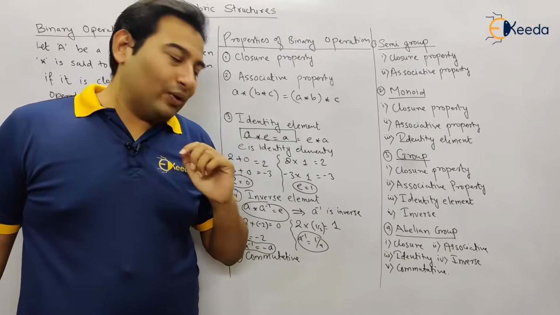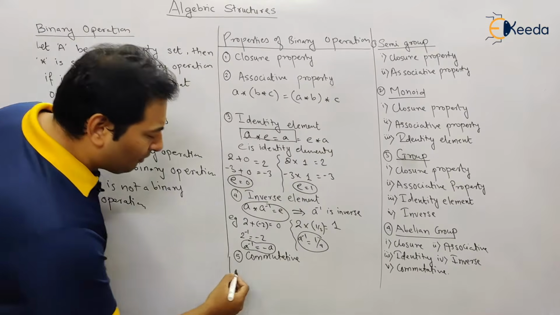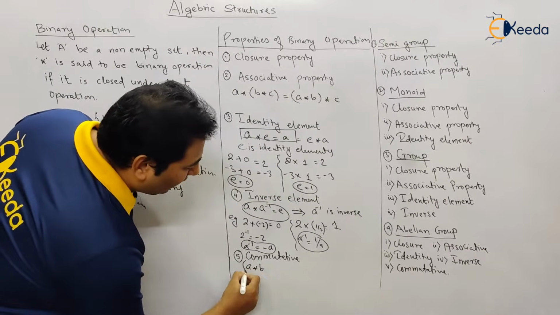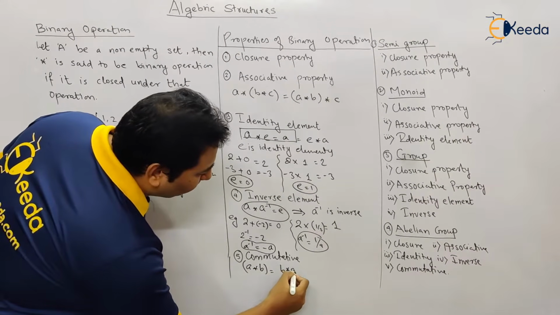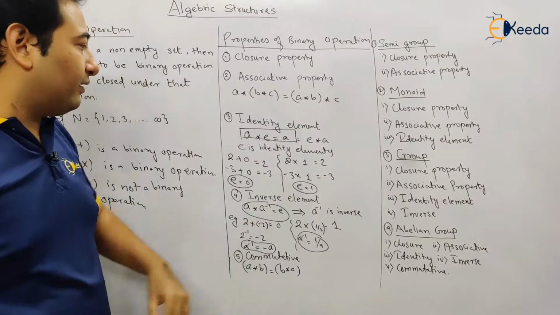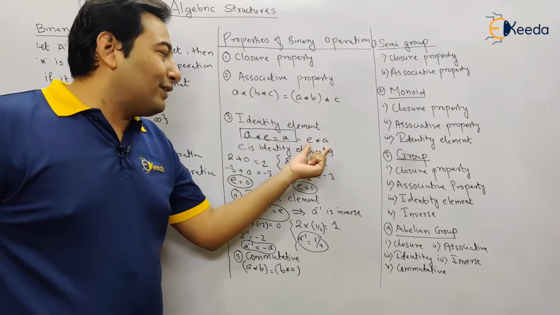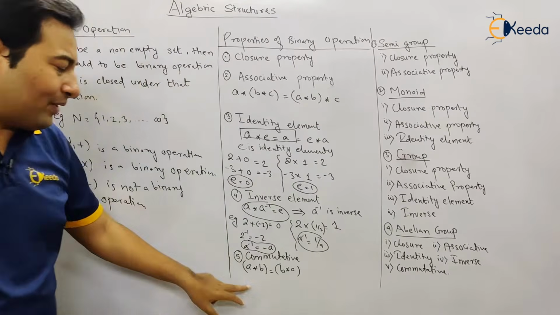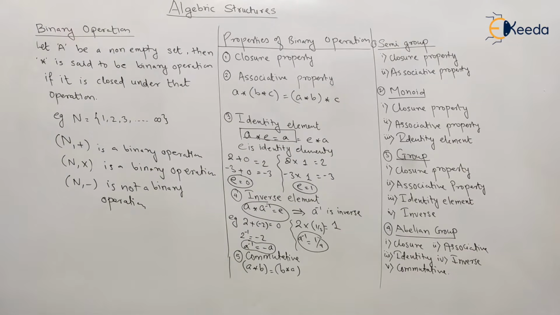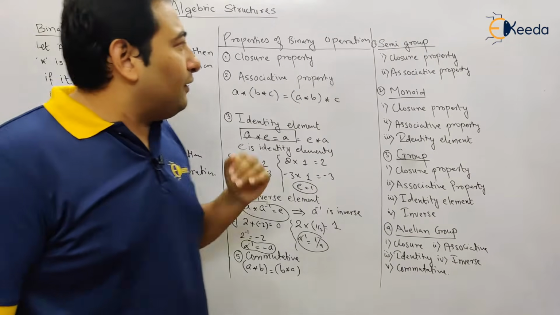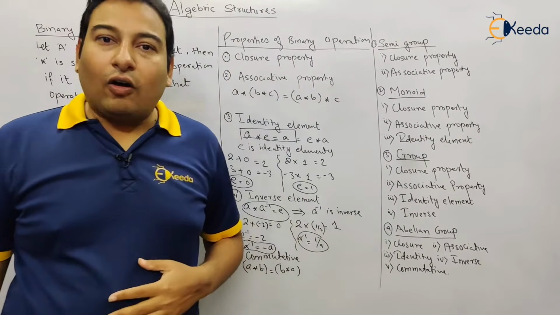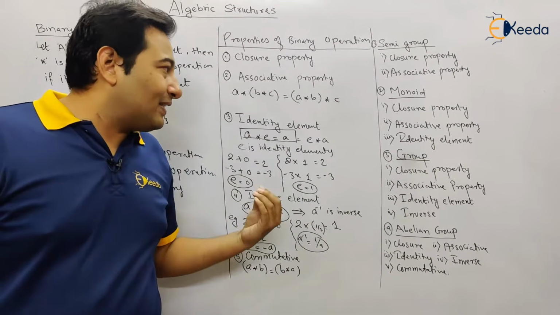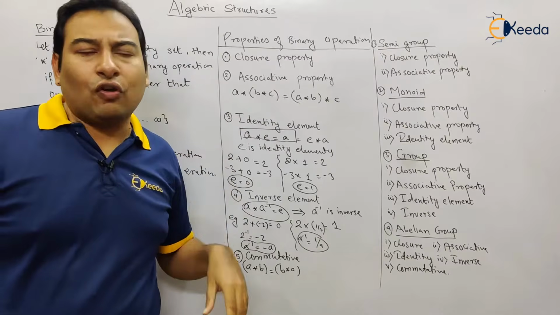Identity element and inverse. Let's discuss commutative. It's a very simple property. A star B is equal to B star A. See here, A star E is E star A. So that is your commutative property. A star B is equal to B star A. So these are the different properties of binary operation. I hope these properties are clear along with the definition of binary operation.